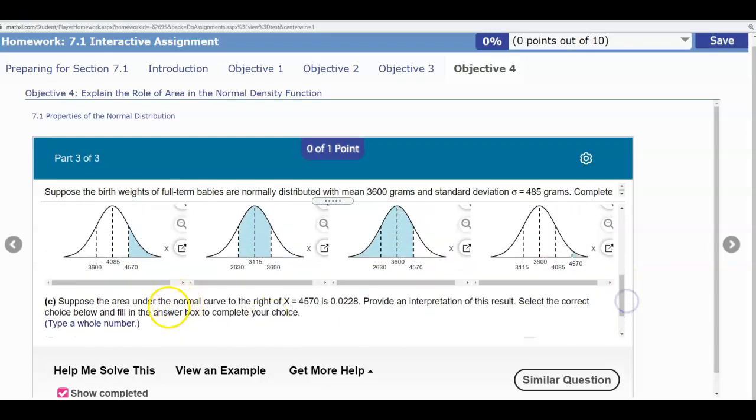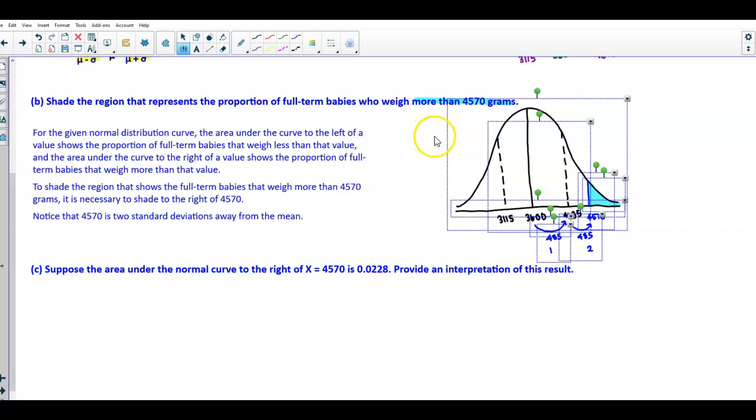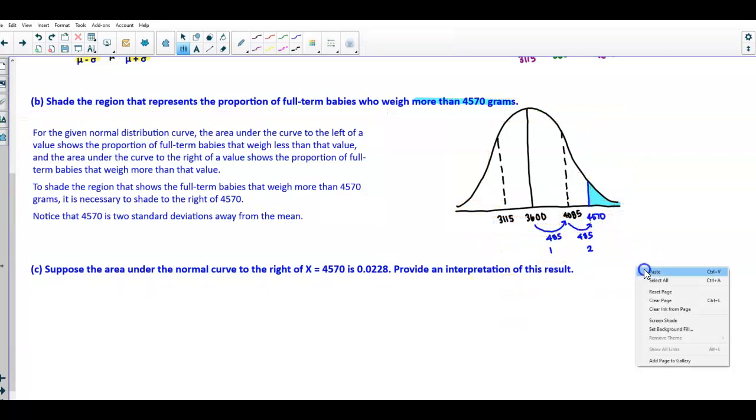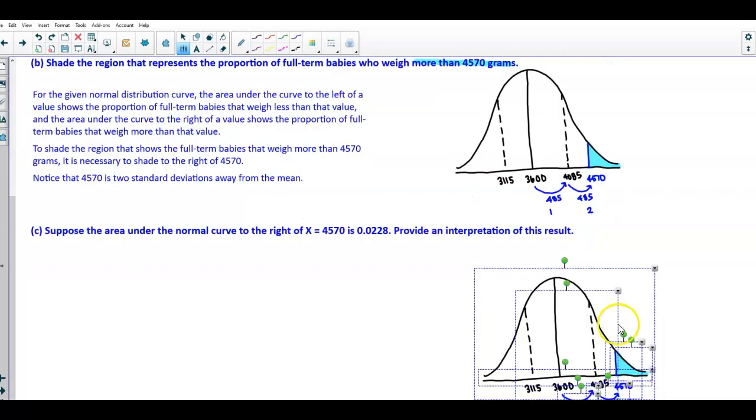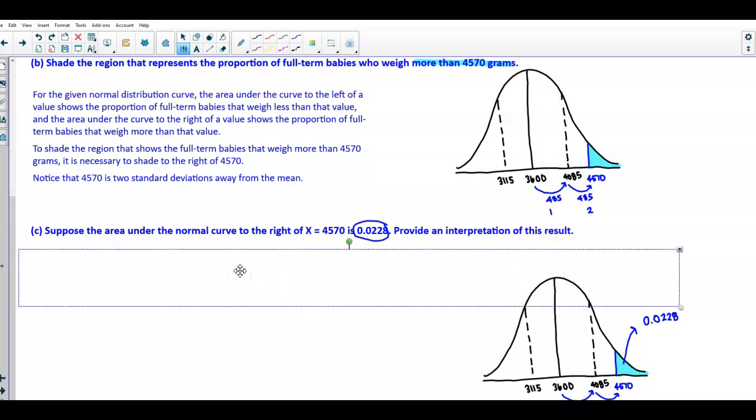All right, last question. It says, suppose the area under the normal curve to the right of x equals 4,570 is 0.0228. We want to provide an interpretation of this result. So I'm going to copy this graph. What it's saying is that this shaded area represents a probability of 0.0228. So what does that mean?